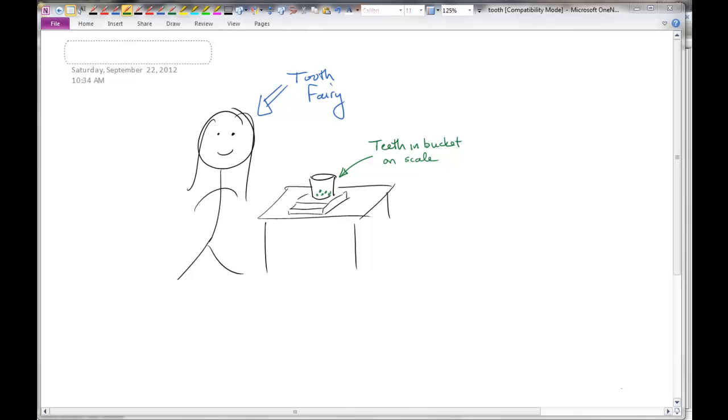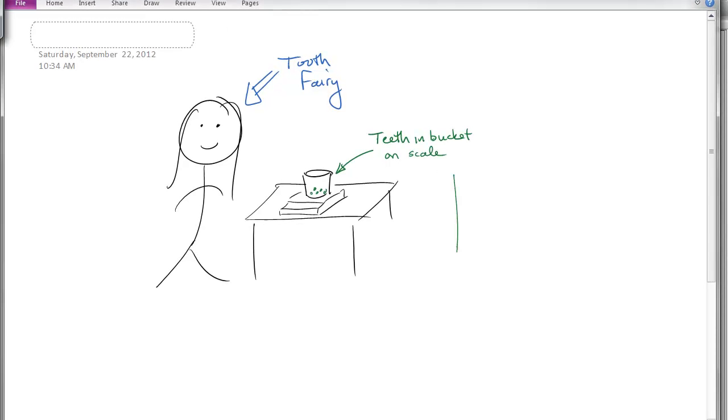This is the story of the Tooth Fairy who took it upon herself to find the mass of the teeth that she puts in a bucket here. And really, this is a story of how you use Fathom to record the data, so she might have, in her case, how many teeth she has in the bucket versus what the mass is, and taking that to make a graph.